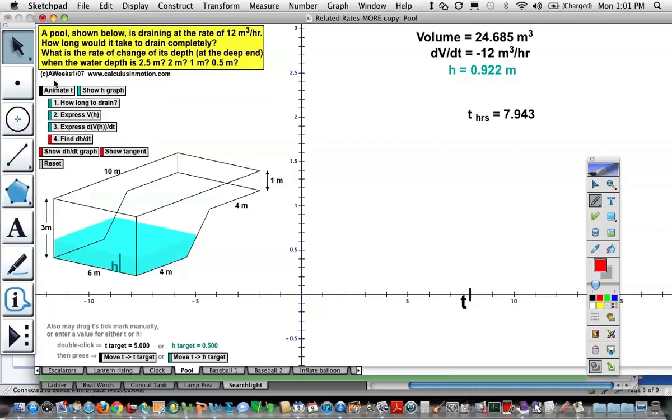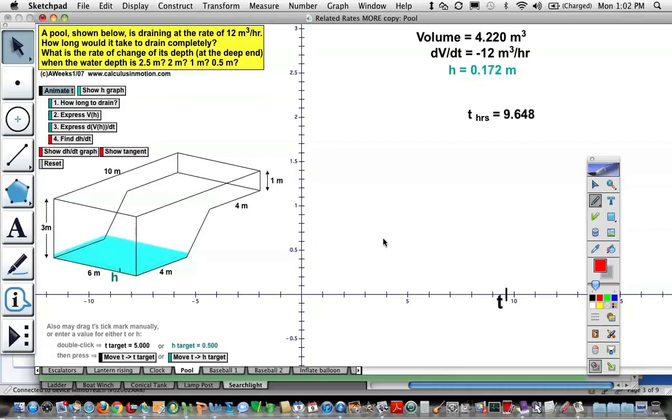Why? Because the volume is decreasing. So if V is decreasing, the volume of the pool, think of the chart, V decreasing, V prime is negative. So even though in the problem it wasn't negative, when we write it down to use in the problem, we will write a negative. Okay.